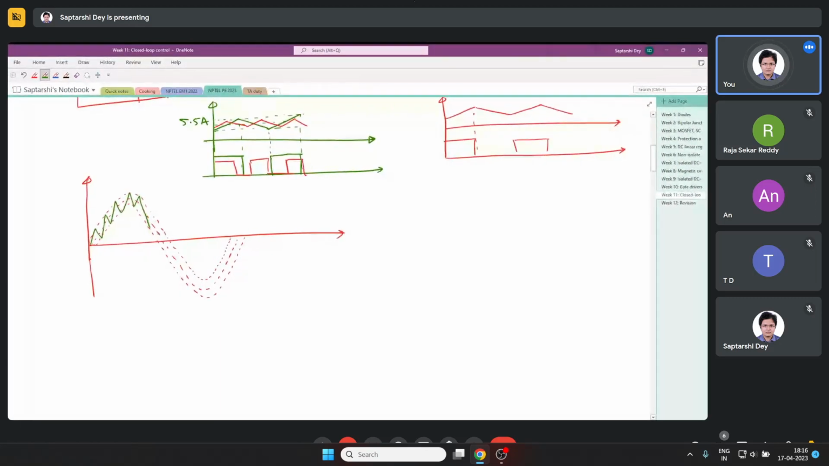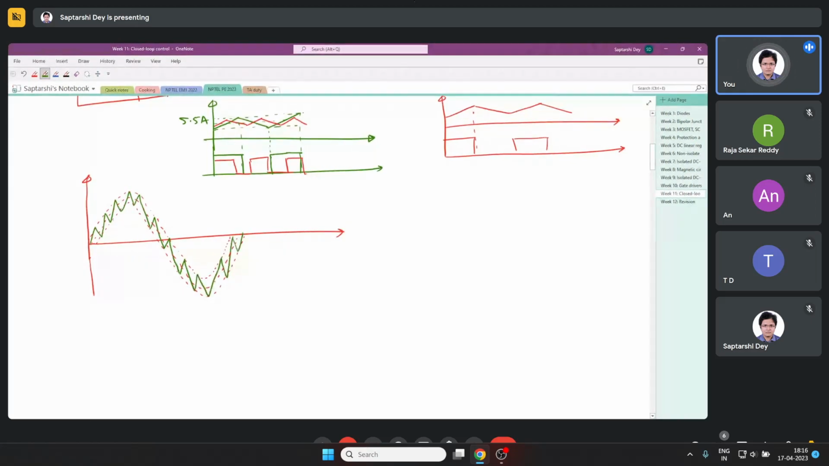Here also the same thing. The more sinusoidal current you want, better tracking you want, you can make something like this. It will go. You can make a narrower band, but at the cost of higher switching frequency. This kind of control can also be employed in a buck converter.